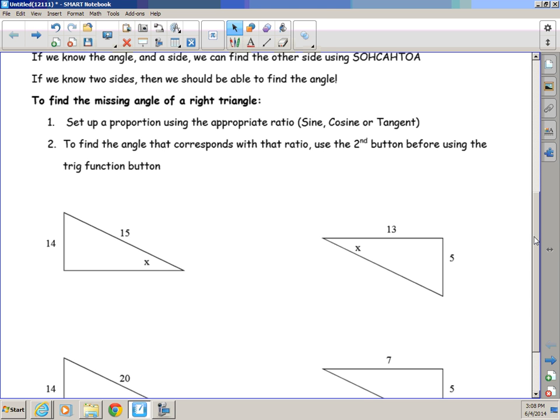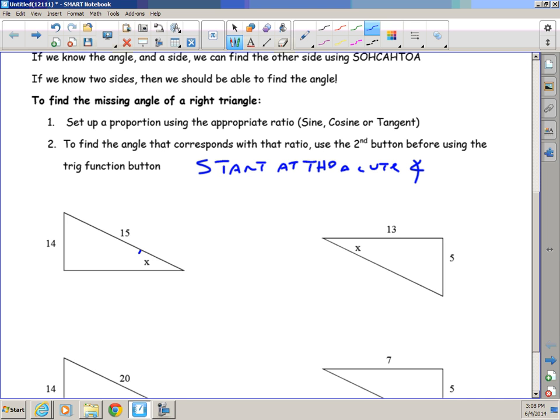All right? We're going to do the same thing that we did yesterday, which is we're going to set up a proportion using sine, cosine, or tangent. The nice thing is we don't cross multiply. We just go right to the calculator. All right? We are always going to start at the acute angle. In this case, it's the acute angle we are looking for.